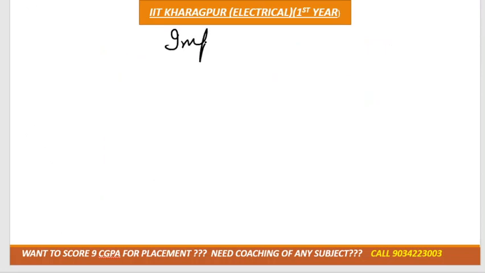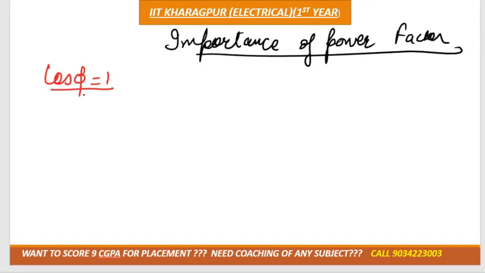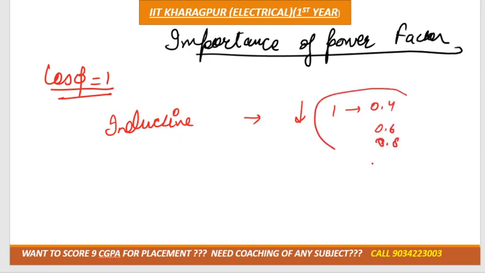Importance of power factor. Ideally, power factor is equal to 1. Cos phi should be equal to 1. But whenever we use an inductive load, then cos phi, the power factor, goes from 1 down to maybe 0.4, 0.6, 0.8. Clear? So we need to improve the power factor up to 1 or near to 1.